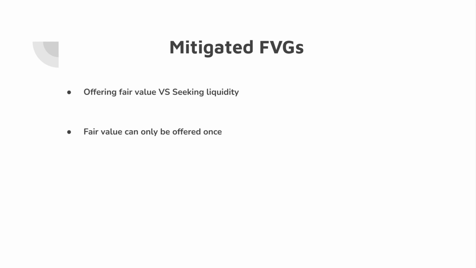Now when we have a basic understanding of strong versus weak fair value gaps, but also manipulation gaps and actual fair value gaps that will most likely hold, we also have to understand when the fair value gap has been used up or mitigated. And here we have to understand these 2 key points. First of all, offering fair value and seeking liquidity, and what that actually means. When are we offering fair value? When are we seeking liquidity? And then we have fair value can only be offered once. So what happens when the fair value has been offered but we do not respond appropriately to that? What can we then expect?